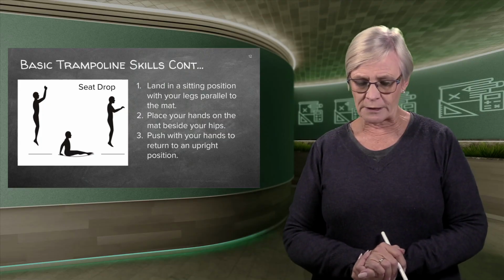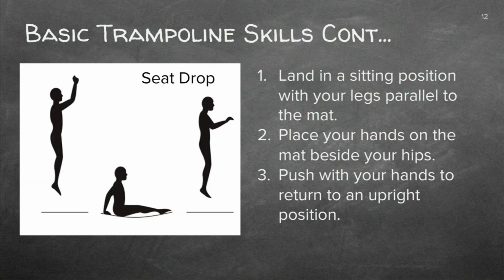So with the seat drop, it says land in the sitting position with your legs parallel to the mat. Well, we did say we had to land in the sitting position with our legs out straight. Place your hands on the mat beside you. Well, I didn't notice that. I didn't write that down in my instructions, but obviously that is quite important because the next instruction says push with your hands to return to an upright position.